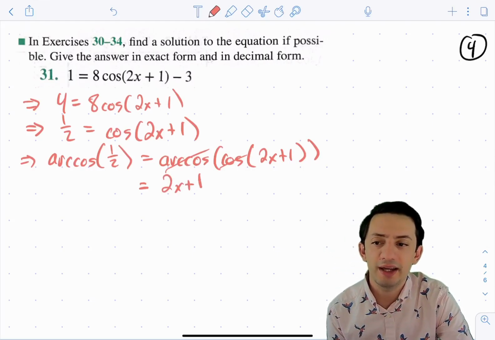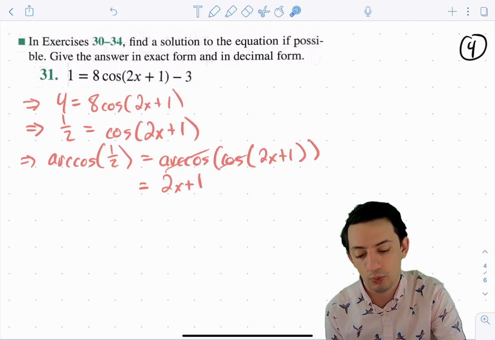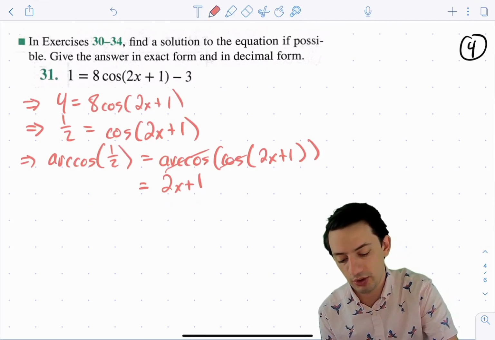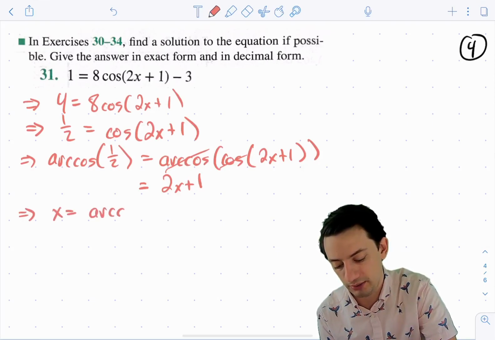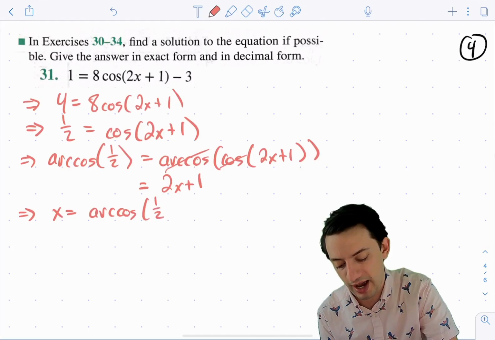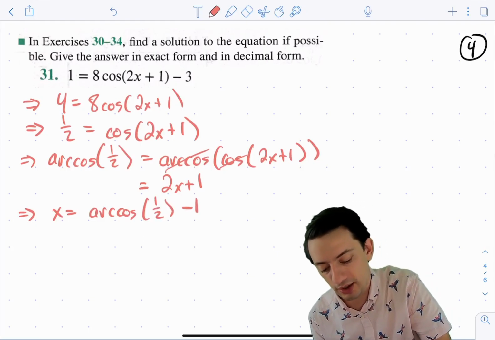So to isolate the x now, all we have to do is subtract the 1 over to the left and then divide by 2. So we can do those both in one step, and we get that x equals arc cosine of 1/2 minus the 1, and then all over 2.